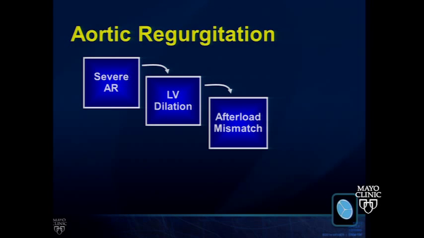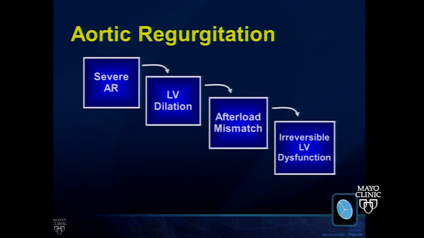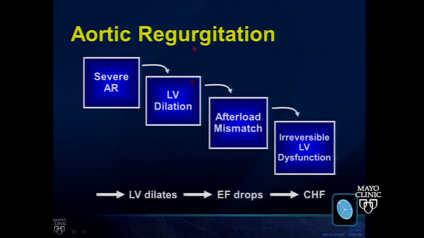Then remember, you've got this big load that you're ejecting against a normal size aorta or aortic valve, so you have afterload mismatch. And it's only after that that you get irreversible left ventricular dysfunction. So if you take a look at your measurements, the LV dilates and the ejection fraction drops with afterload mismatch. But if you wait until your ejection fraction drops with afterload mismatch and you operate, you've still been able to operate before irreversible left ventricular dysfunction.